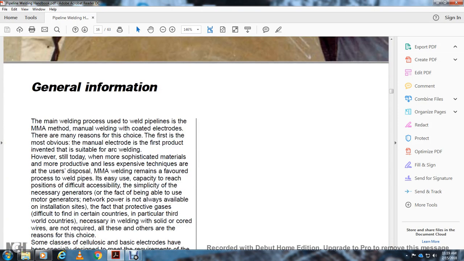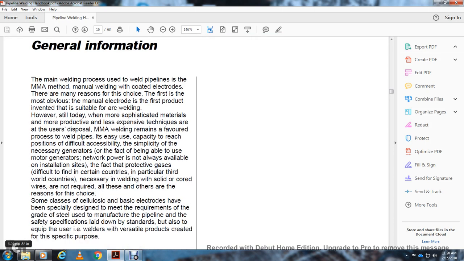Modern metal arc welding remains favored for the process of welding pipe, with the capacity to reach positions of difficult accessibility, and the simplicity of the necessary generators. In fact, motor generators can be used, as network power is not always available at the installation site. Protective gas is difficult to find in certain countries, in particular third world countries, and solid core wires are not required. All these and others are reasons for these choices.